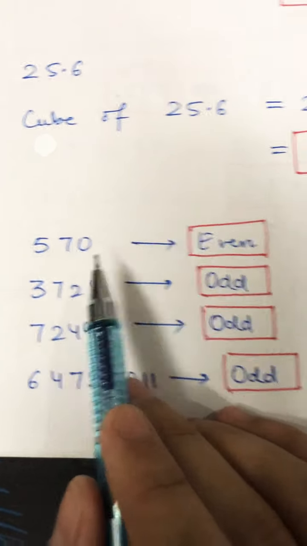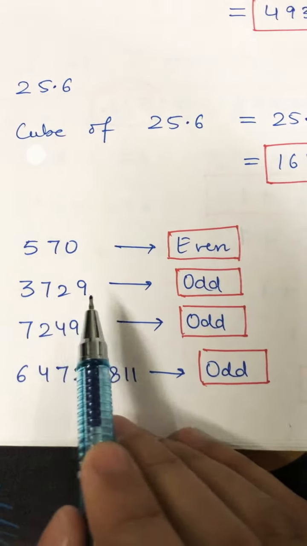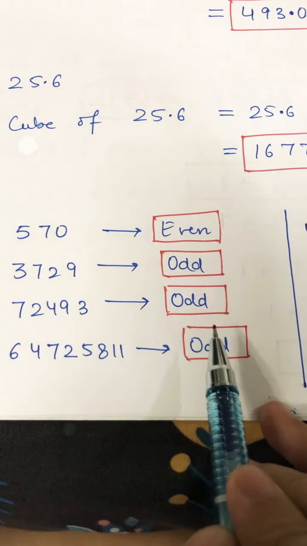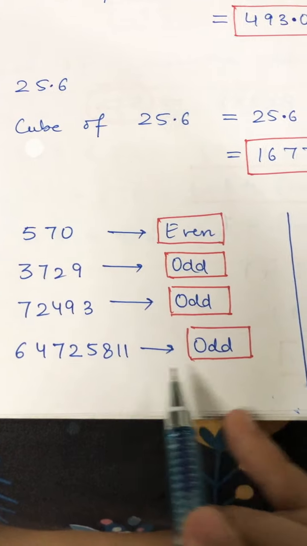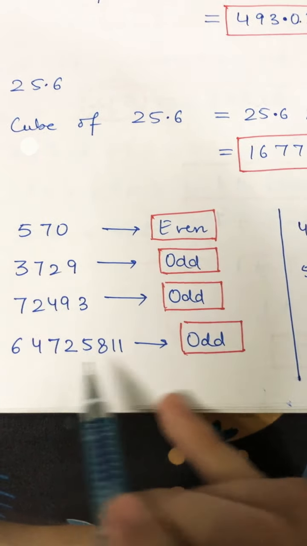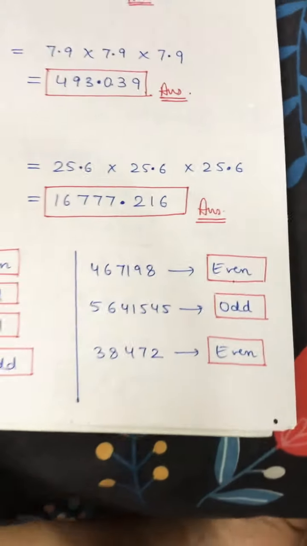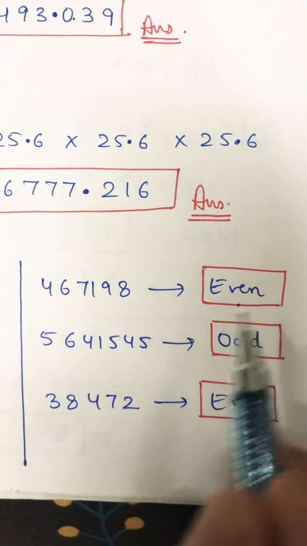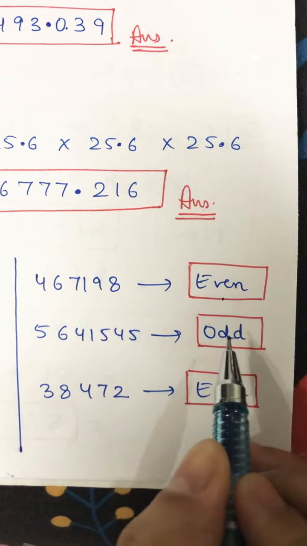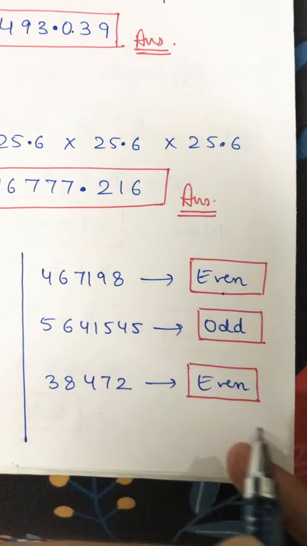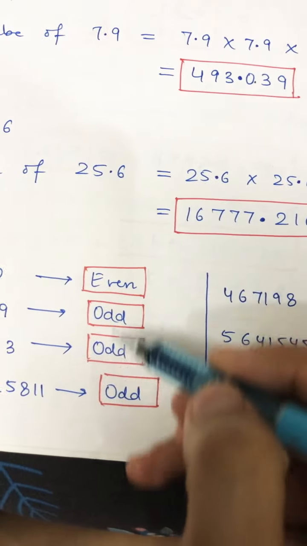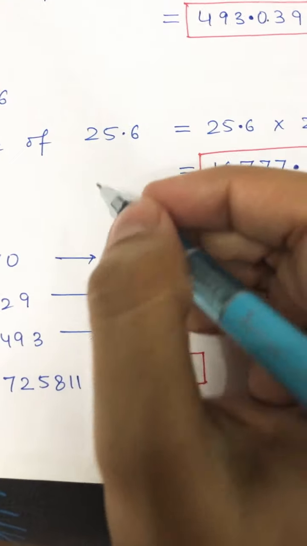This number is even, so the cube will be even. This number is odd, the cube will be odd. This number is odd, the cube will be odd. This number is even, so the cube will be even. This number is odd, the cube will be odd. This number is even, the cube will be even. Okay, these are the answers. These are the cubes.